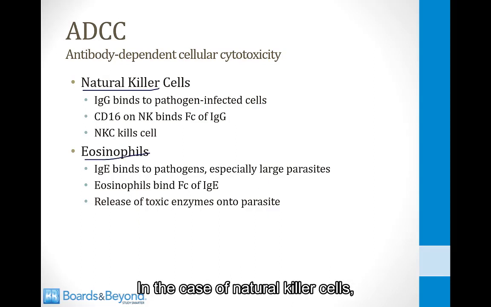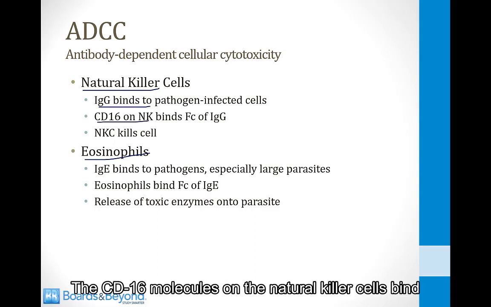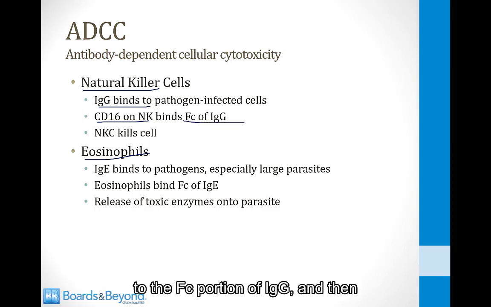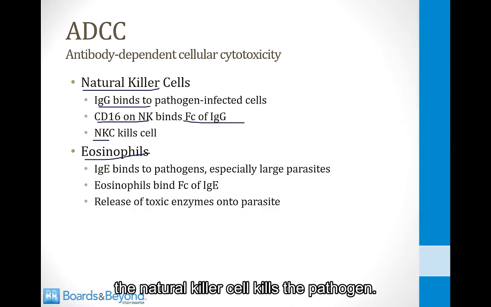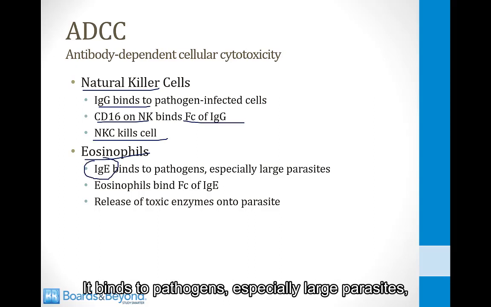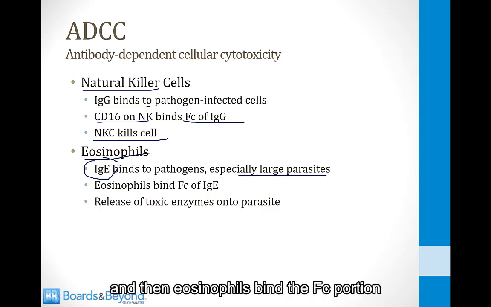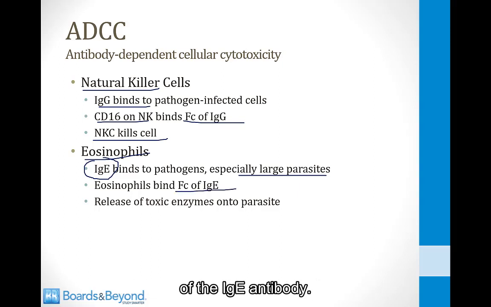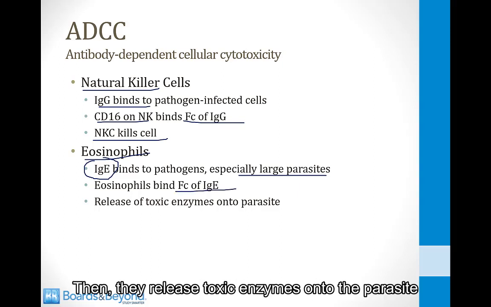In the case of natural killer cells, like I showed you before, IgG binds to pathogen-infected cells. The CD16 molecules on the natural killer cells bind to the Fc portion of IgG, and then the natural killer cell kills the pathogen. In eosinophils, the important antibody is IgE. It binds to pathogens, especially large parasites. And then eosinophils bind the Fc portion of the IgE antibody. Then they release toxic enzymes onto the parasite.